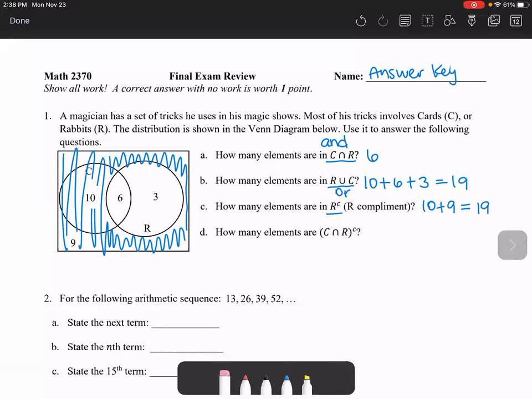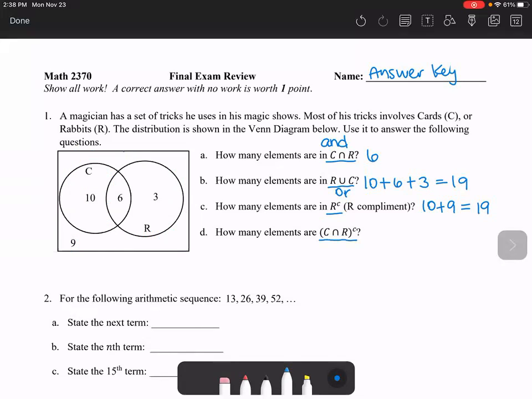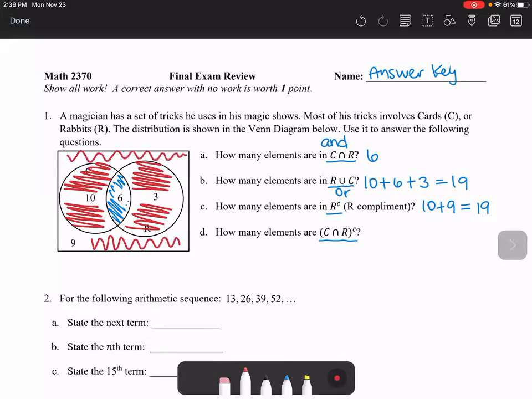And then lastly, we are asked to look at the complement of C intersect R. To do that, it's probably easiest to look at inside the parentheses first, just like we do with order of operations. So we look at C intersect R, and that's these 6 things, but we want the complement of that. So we want everything that's not those 6 things. That involves everything that's just in C, everything that's just in R, and everything that's not in either of them, out here on the outside. So it's going to be everything besides the intersection.